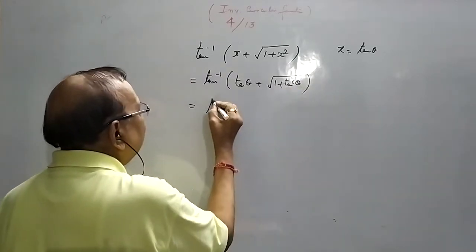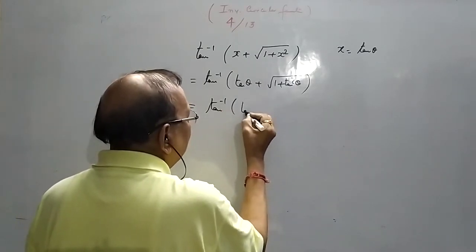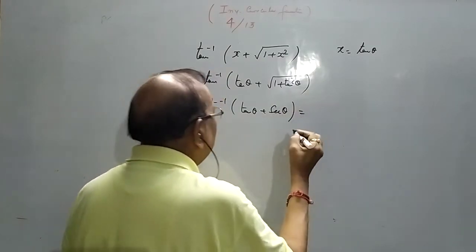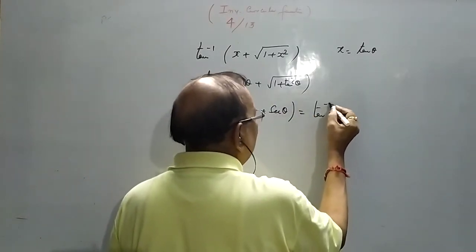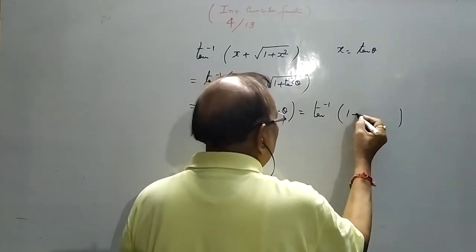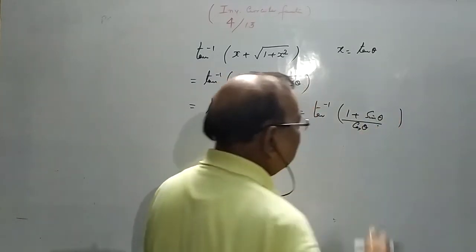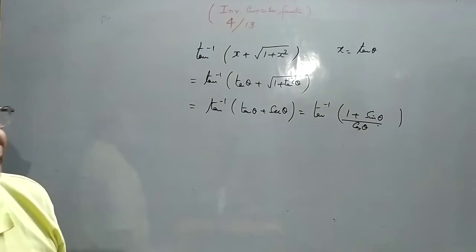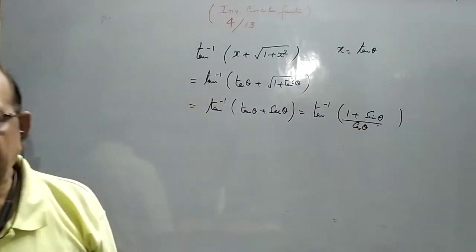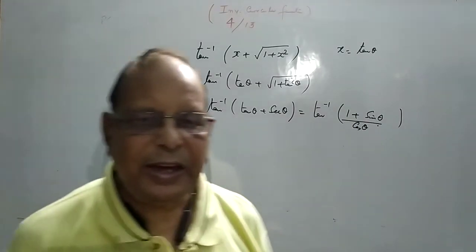What do we get? Tan inverse tan theta plus sec theta. That is equal to, if we convert to sin theta and cos theta, 1 plus sin theta upon cos theta. Now, we may have some trouble converting this, but it is not too difficult.